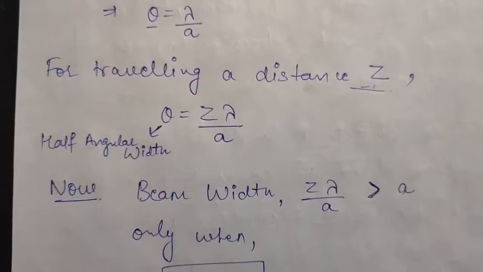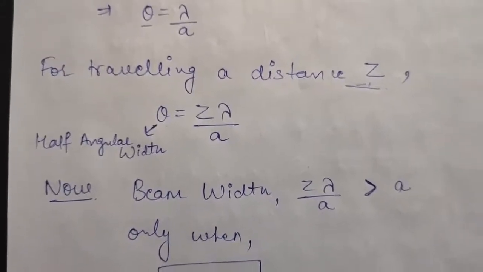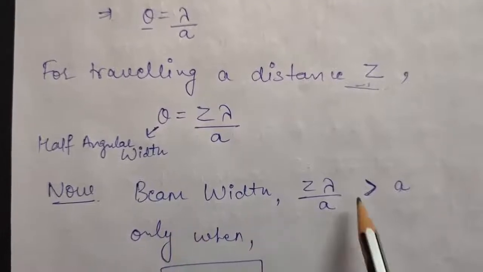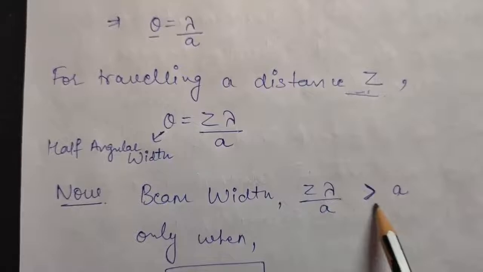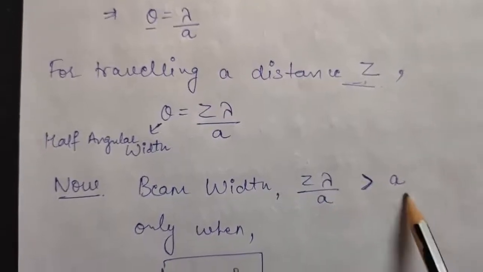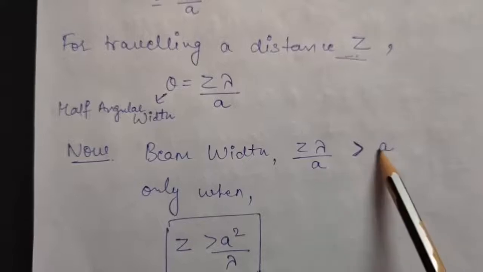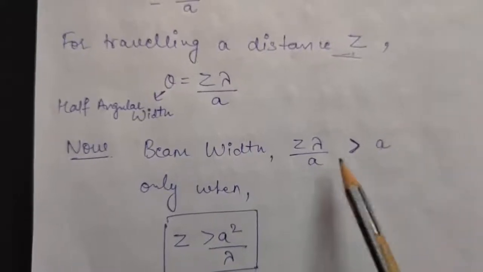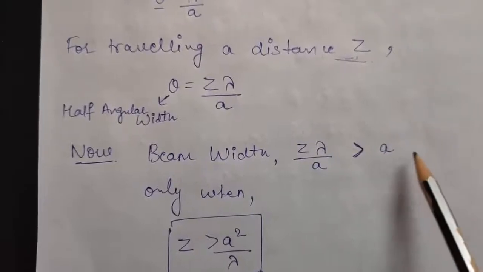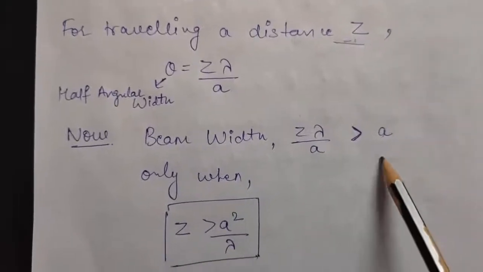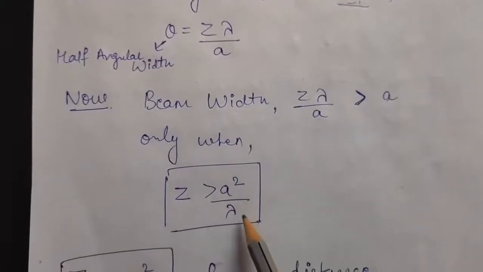Now as I told you, lambda should be greater than a for diffraction. So the beam width, z lambda by a, should be greater than a, and this is possible only when z is greater than a square by lambda, just cross multiplying it. So this beam width should be greater than a for diffraction to take place, and this will only be possible when z is greater than a square by lambda.